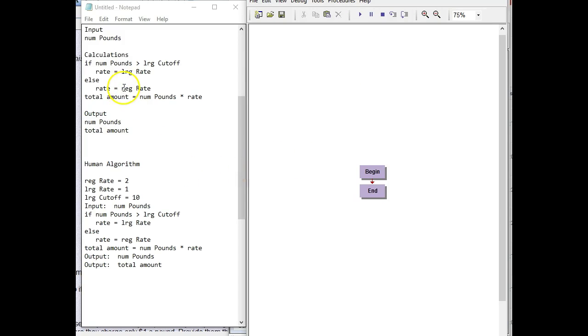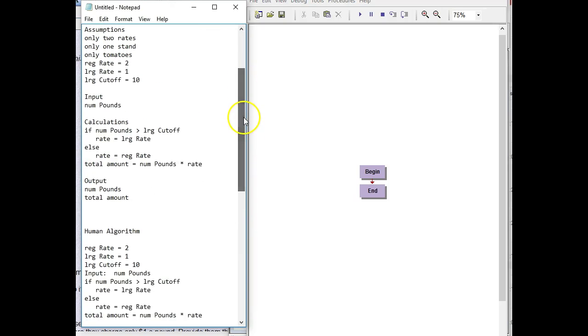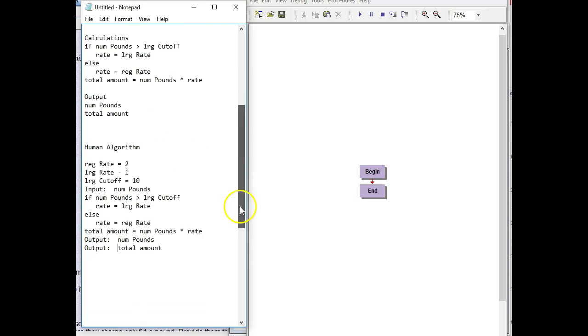So we got a problem statement from the problem. We take this paragraph and turn it into a problem statement. Then we copied and pasted that into our human algorithm. Well, we found some problems, which is good. That's what we want to do, is find problems here.